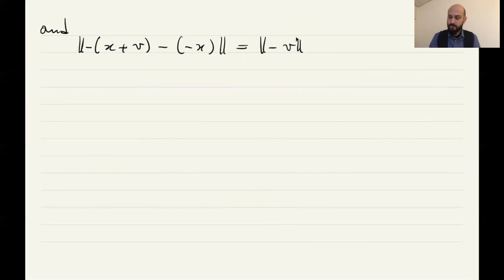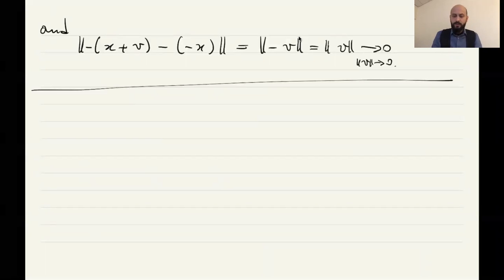Now, what about the inverse? We have to take minus x plus v, and then we have to remove minus x. This is equal to minus v, which has the same norm as v, and of course this goes to 0 when v goes to 0. So this is the proof that the inverse map is also continuous on every normed vector space.